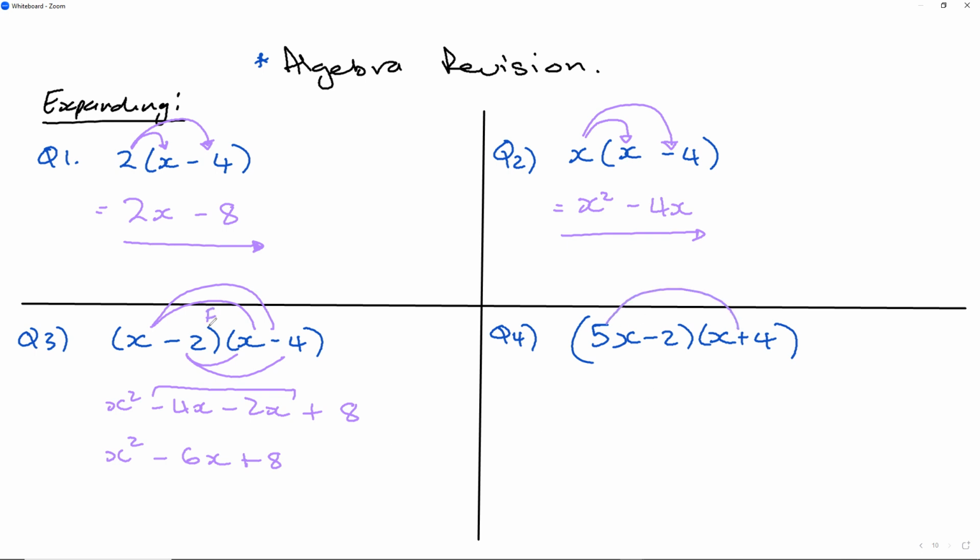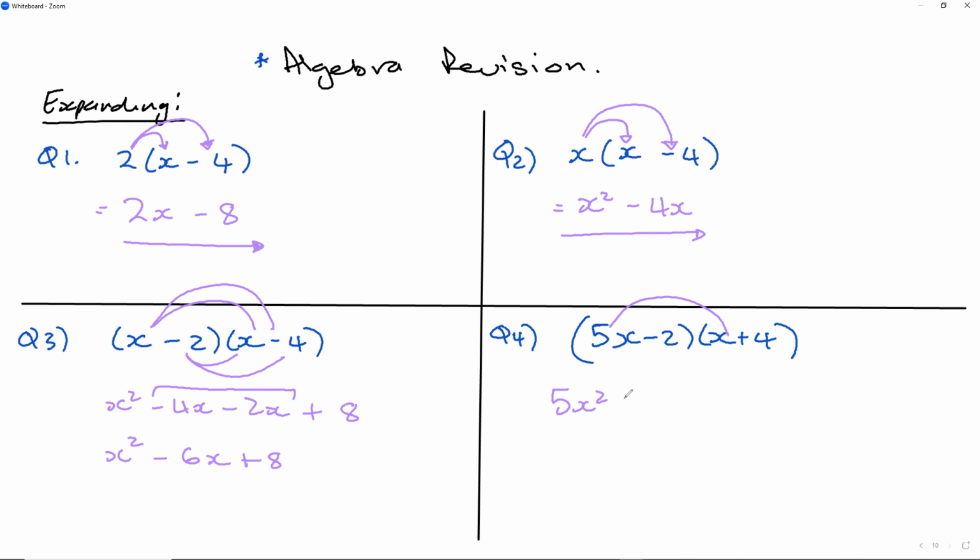Remember, this is FOIL. First terms multiply, then outer, and inner two terms, and last. FOIL, right? So F is first here. 5x multiplies by x to get 5x squared. We basically have to multiply every single term in the first bracket by every single term in the second. So start with the 5x and multiply across.